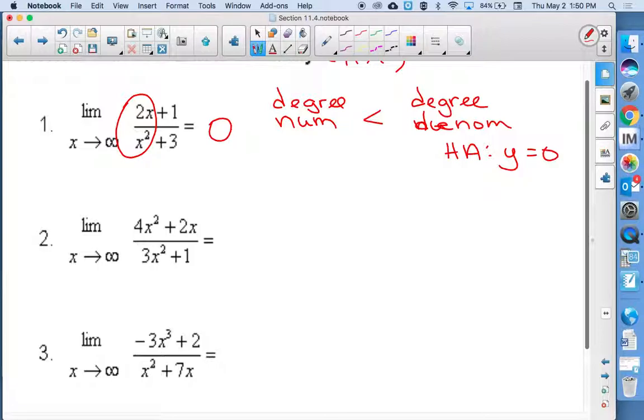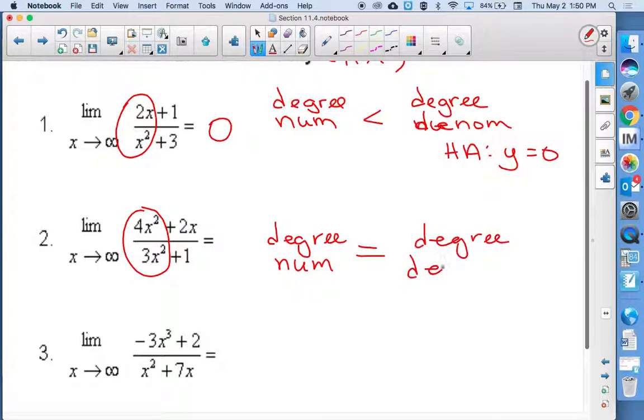The second one, looking at these powers, in this case, the degree of the numerator is equal to the degree of the denominator. So what does that mean about this problem? Aisha? It's gonna be 4. Excellent. So the limit is going to be 4/3 because there's a horizontal asymptote at 4/3. So when the degrees are the same, it's the coefficient in front, the 4/3, whatever the coefficient happens to be.